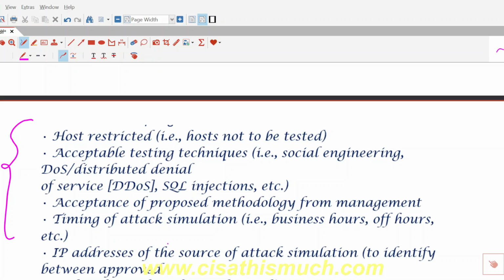So the first one is host restricted, or host not to be tested. Host restricted, what does it mean? It means that we don't want the third party pen testers.